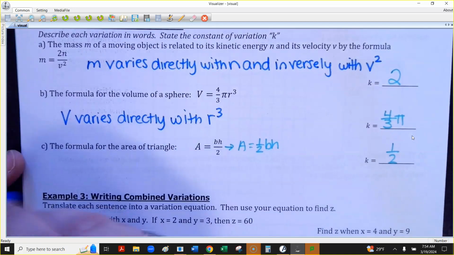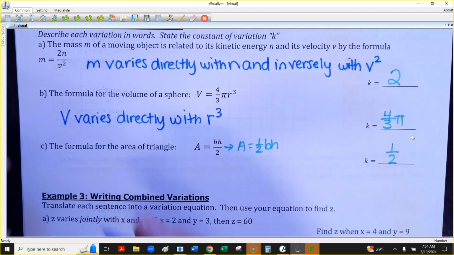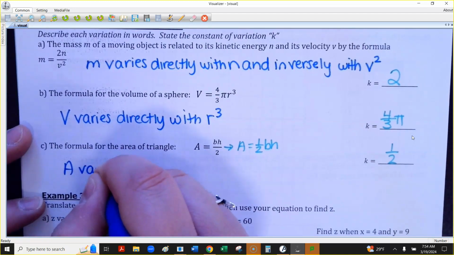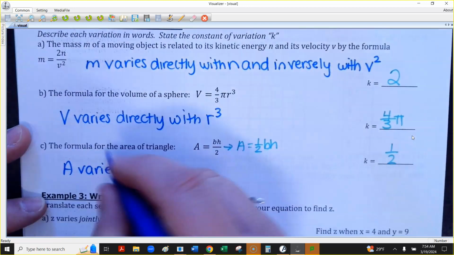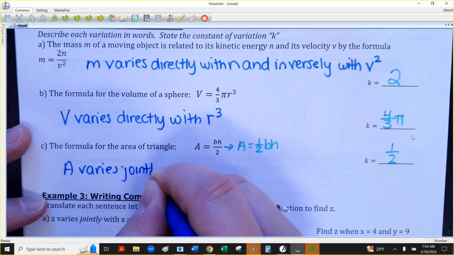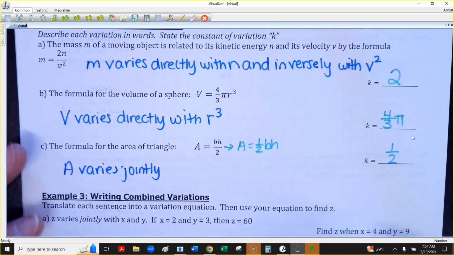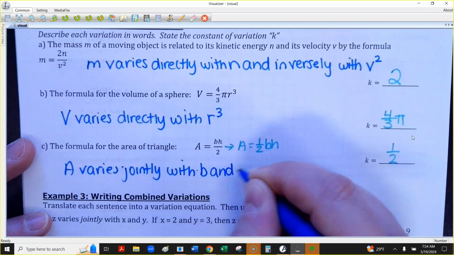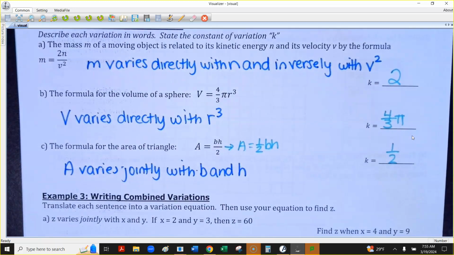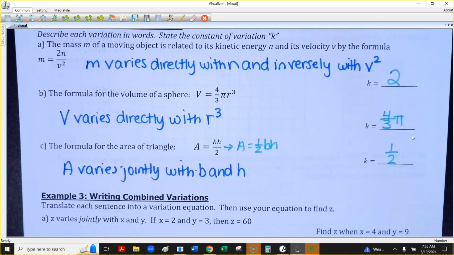All right, so we're just going to say for this one it's area, so I'm going to say A varies. And only because there's 2 variables being multiplied by this K value, the B and the H, you have to say jointly instead of directly, because there's 2 variables there. Jointly with B and H, or base and height. And it doesn't matter for the variables whether you put the height first or the base first. It's the same either way, because if you multiply like 5 times 3, it's the same as 3 times 5. Multiplication is commutative. All right, is anybody having a question?